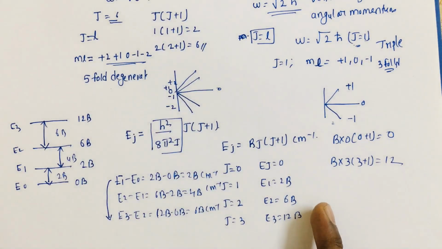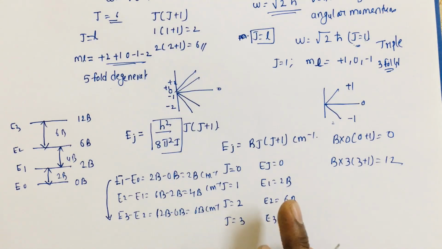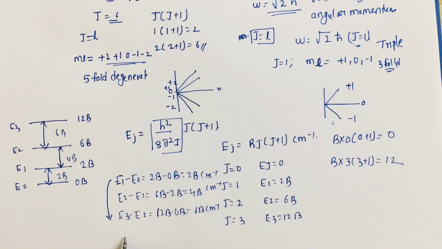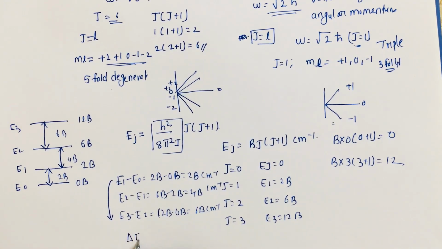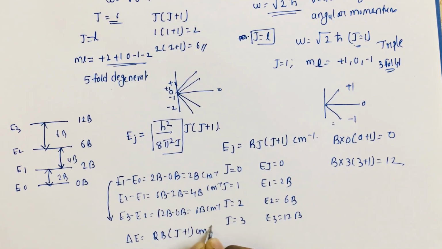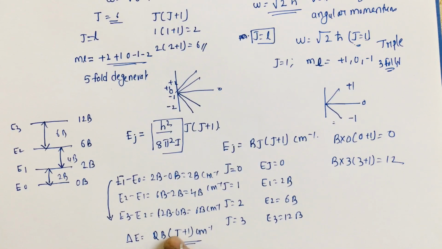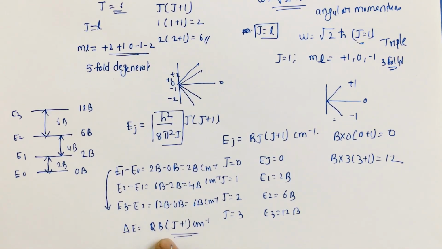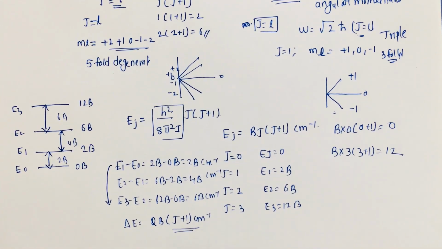Okay, so there is one principle we have to calculate the energy difference, that is ΔE equals 2B(J plus 1). So either you can use this formula to calculate the energy difference, or you can calculate it directly this way also. It will be fine.